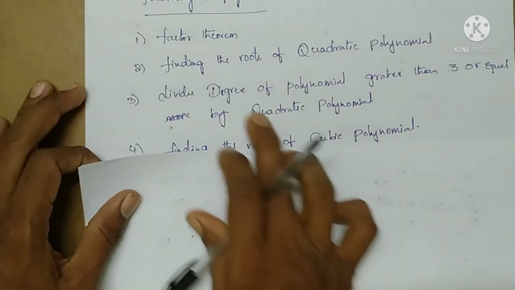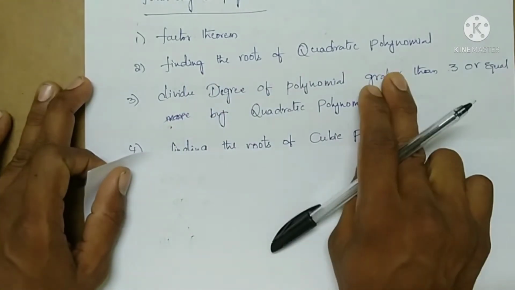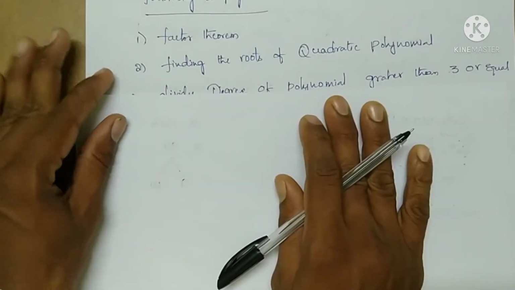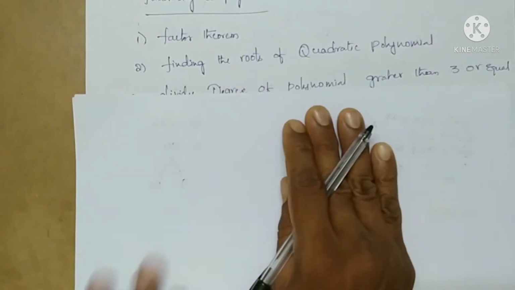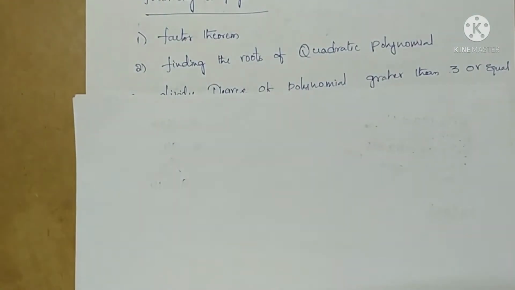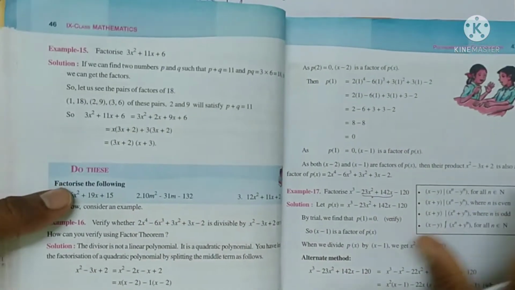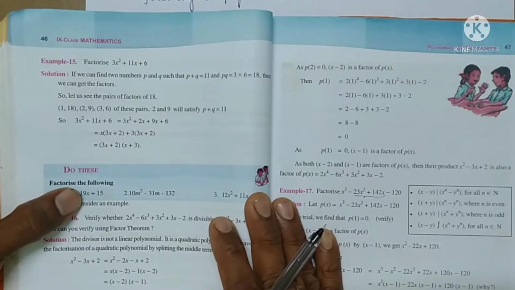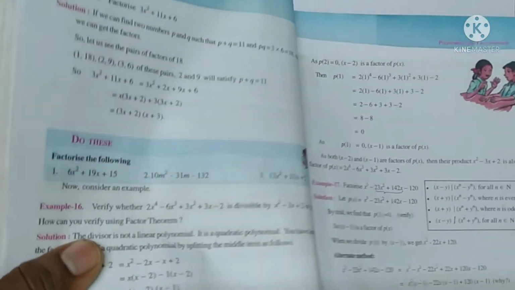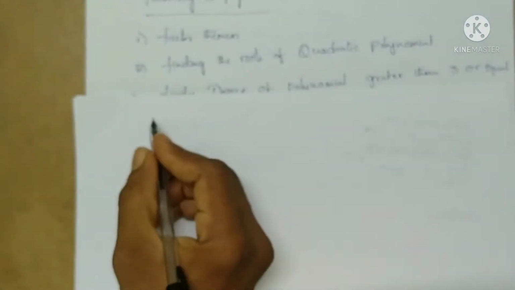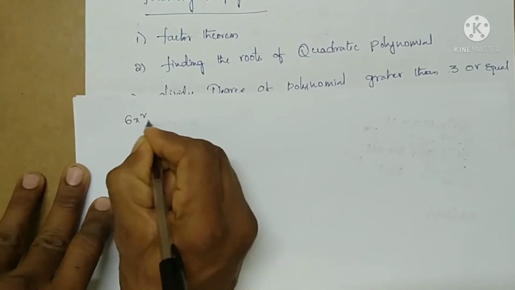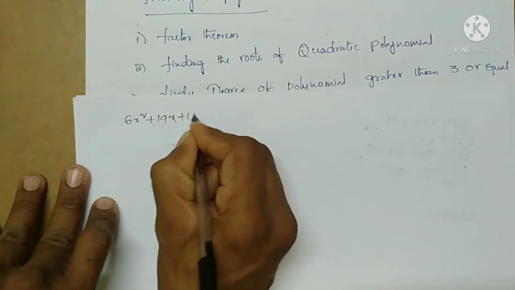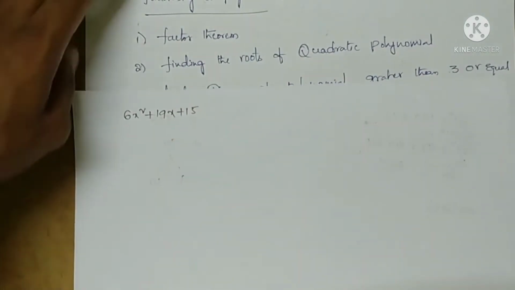So here our next topic is finding the roots of a quadratic polynomial. Quadratic polynomial means the highest degree of x is equal to 2, right? So let's do this first one: 6x square plus 19x plus 15, right?